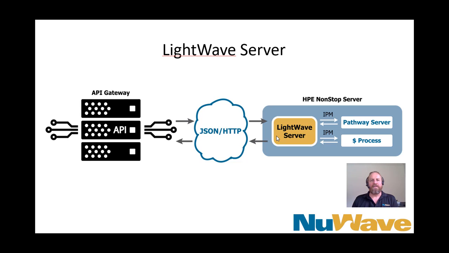The API gateway sends a REST request up to the NonStop, where LightWave Server receives the request and converts it into the PIN verify IPM request and sends that into the NonStop application. Note that this IPM will be of a format already supported by the backend application, hence the backend application will need no changes. The NonStop application checks the PIN and returns the response back to LightWave Server, which formats that response and sends it back to the API gateway as a REST response.